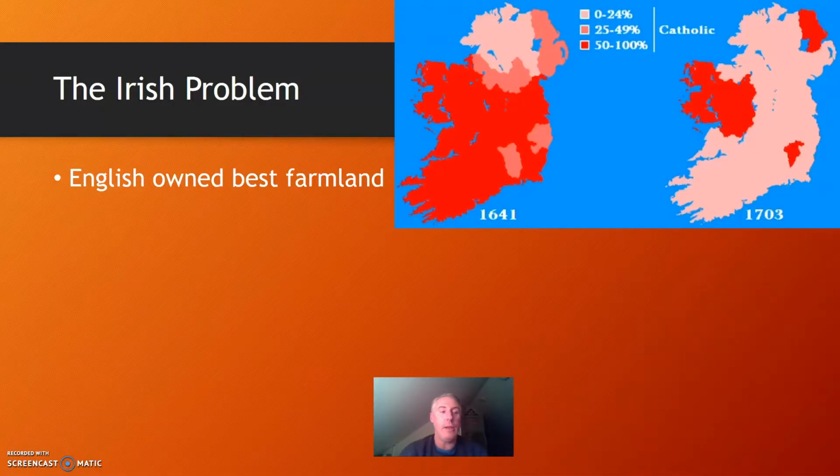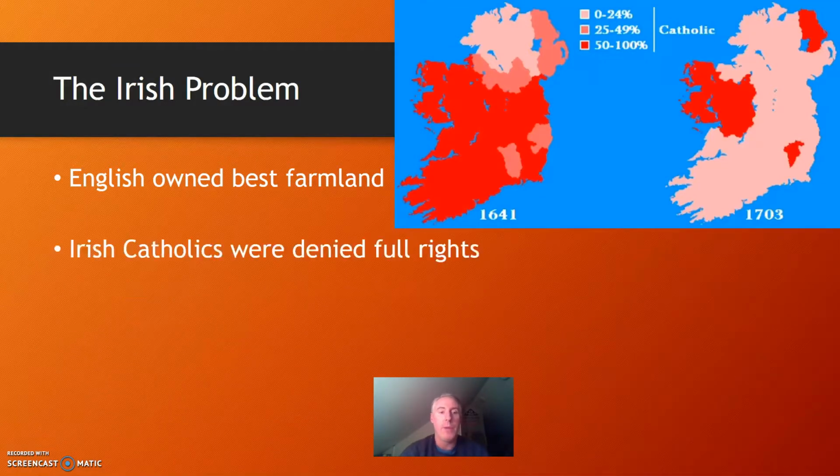And these absentee landlords, even though they didn't live there, charged exorbitant rents to the tenants that lived there, and it just kept them very, very poor. And a lot of this was based on religion. Right? Catholics were denied full rights because the British were predominantly Protestant. So you had that old Protestant versus Catholic battle coming to a head in Ireland still. And to make matters worse, in 1845, the potato famine hit.